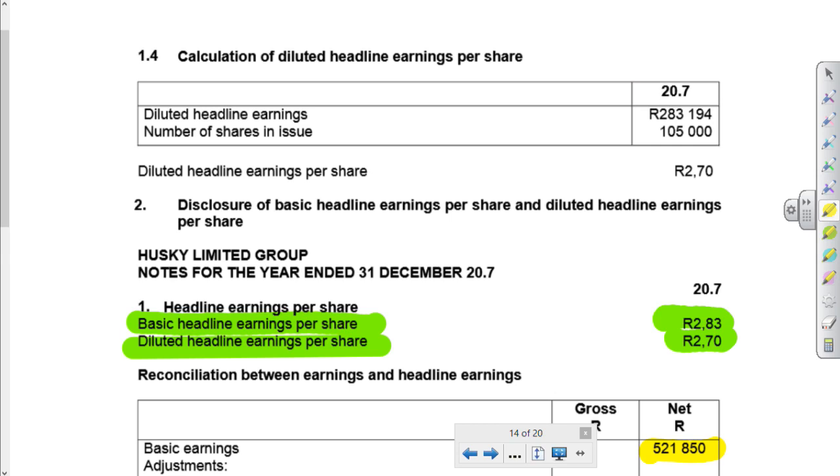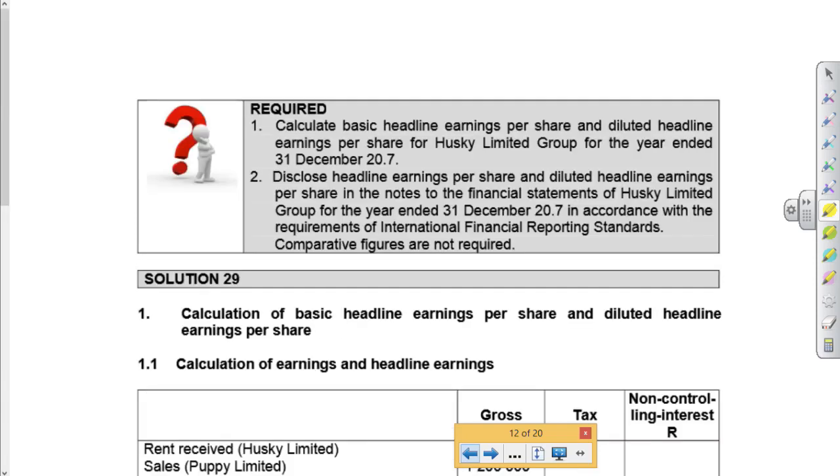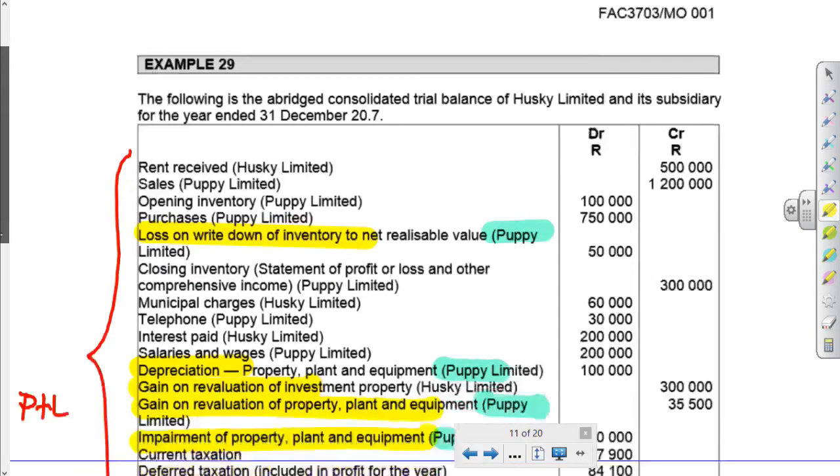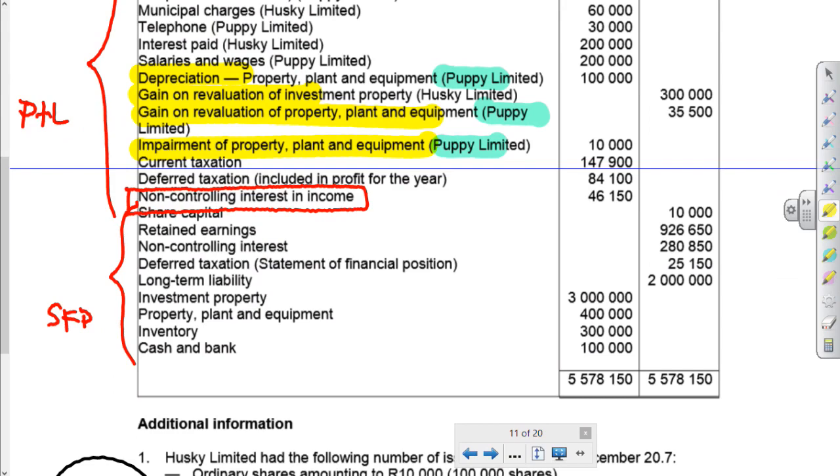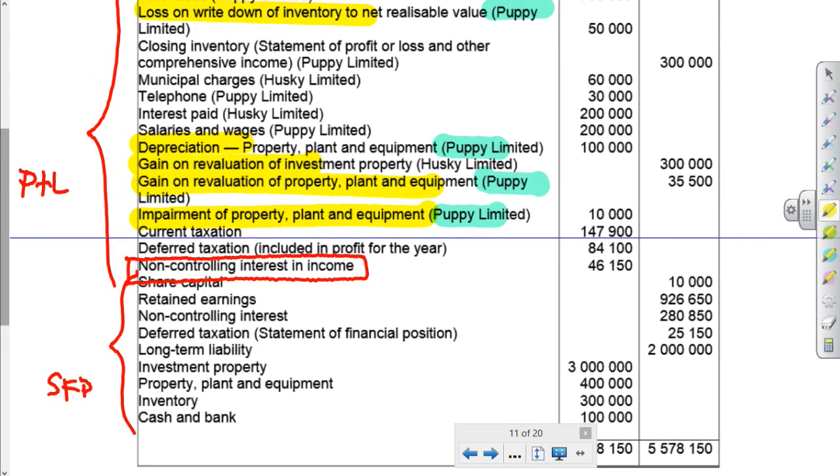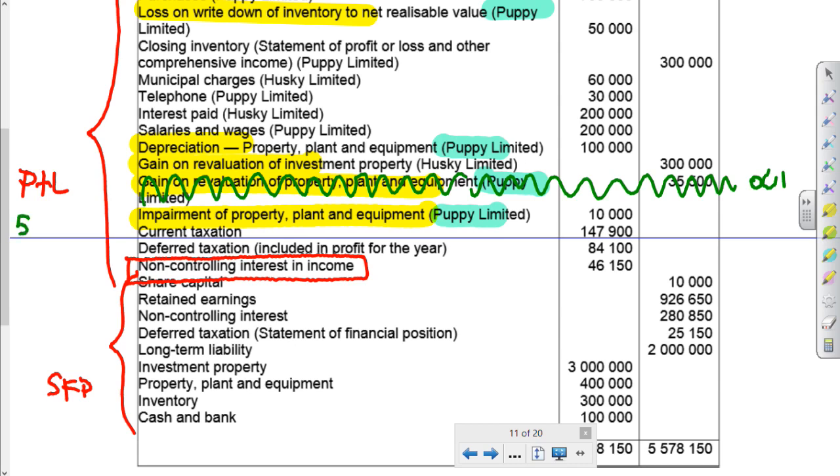Did you get this number? 521,850? Because you had to leave out the property reval, right? Okay. So essentially, earlier when I said that all these items are P&L, I was actually just tricking you a bit, because I wanted to see if you would pick up that the reval of property is OCI. If you add up all these numbers, excluding this one, which would have landed up in OCI, so it's not included. If you add up everything else except for that, you get 521,850.